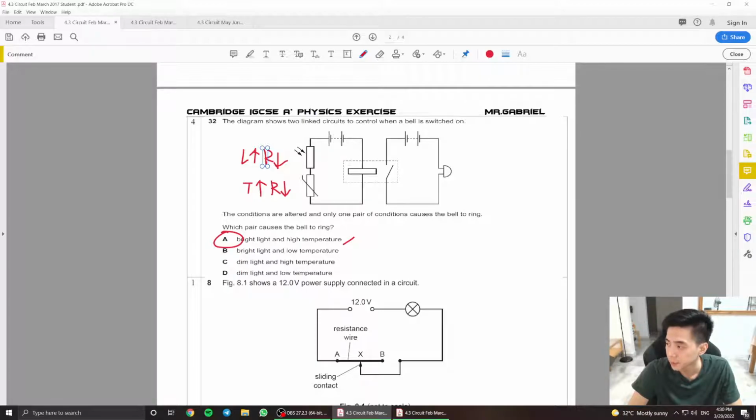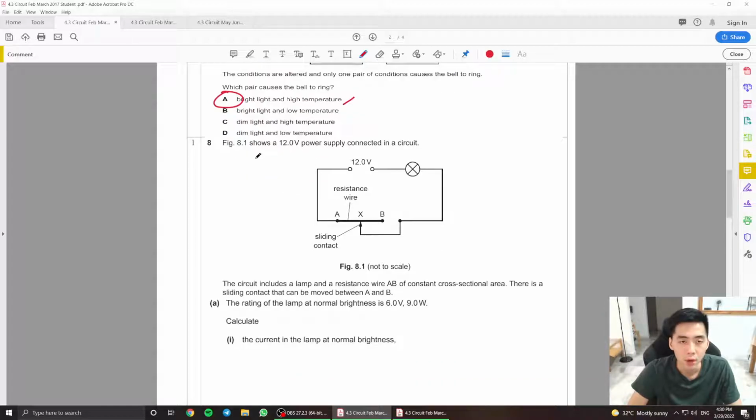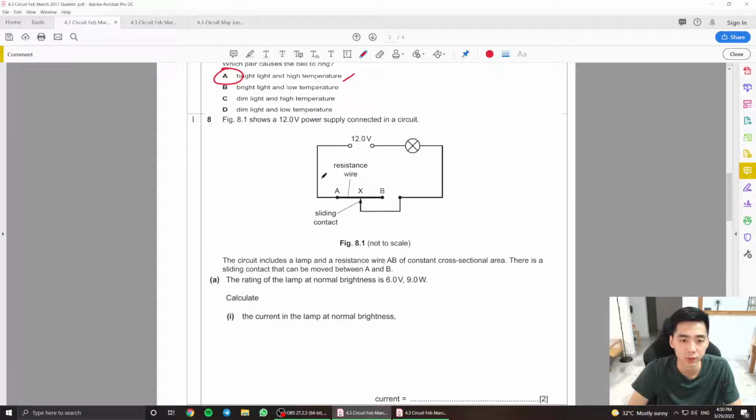Alright, then moving on to question paper 4. Figure 8.1 shows a 12 volt power supply connected to the circuit. There's a 12 volt here. The circuit includes a lamp and a resistance wire AB. There is a resistance wire AB here of constant cross-sectional area. There is a sliding contact that can be moved between A to B.